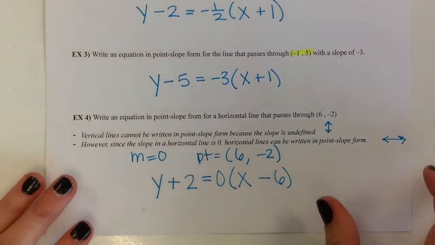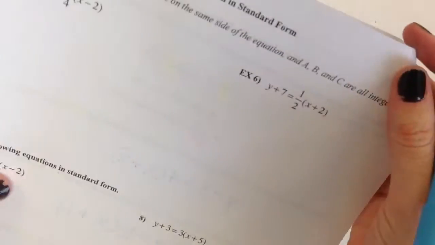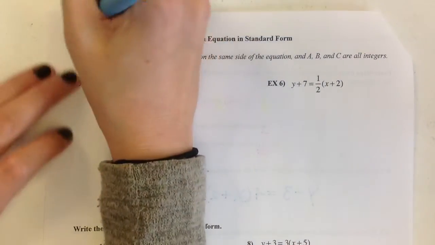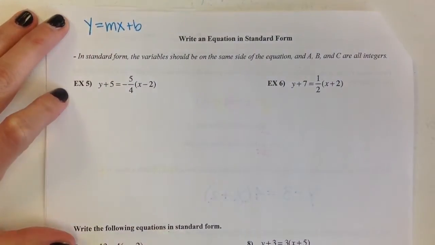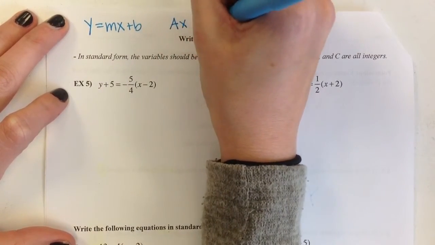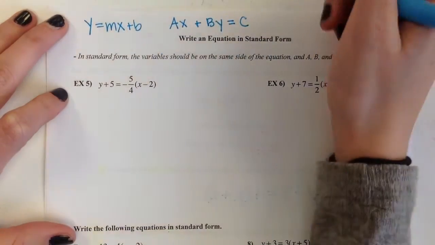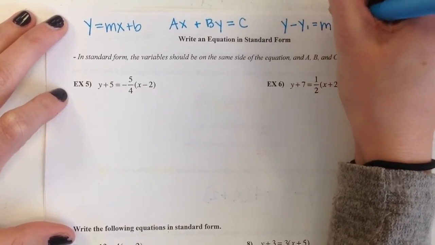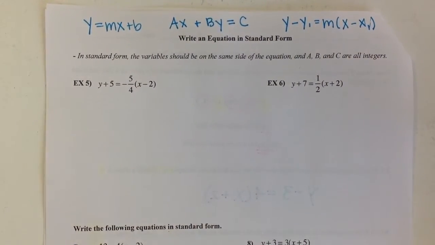So that's just the basics of given points and slopes and plugging into point-slope form. Now we have the 3 forms of equations. So let's think about those 3 forms first. I'm going to write them on top. We have y equals mx plus b, which is slope-intercept. We have ax plus by equals c for our standard form, and we have y minus y1 equals m times x minus x1 for our point-slope form.